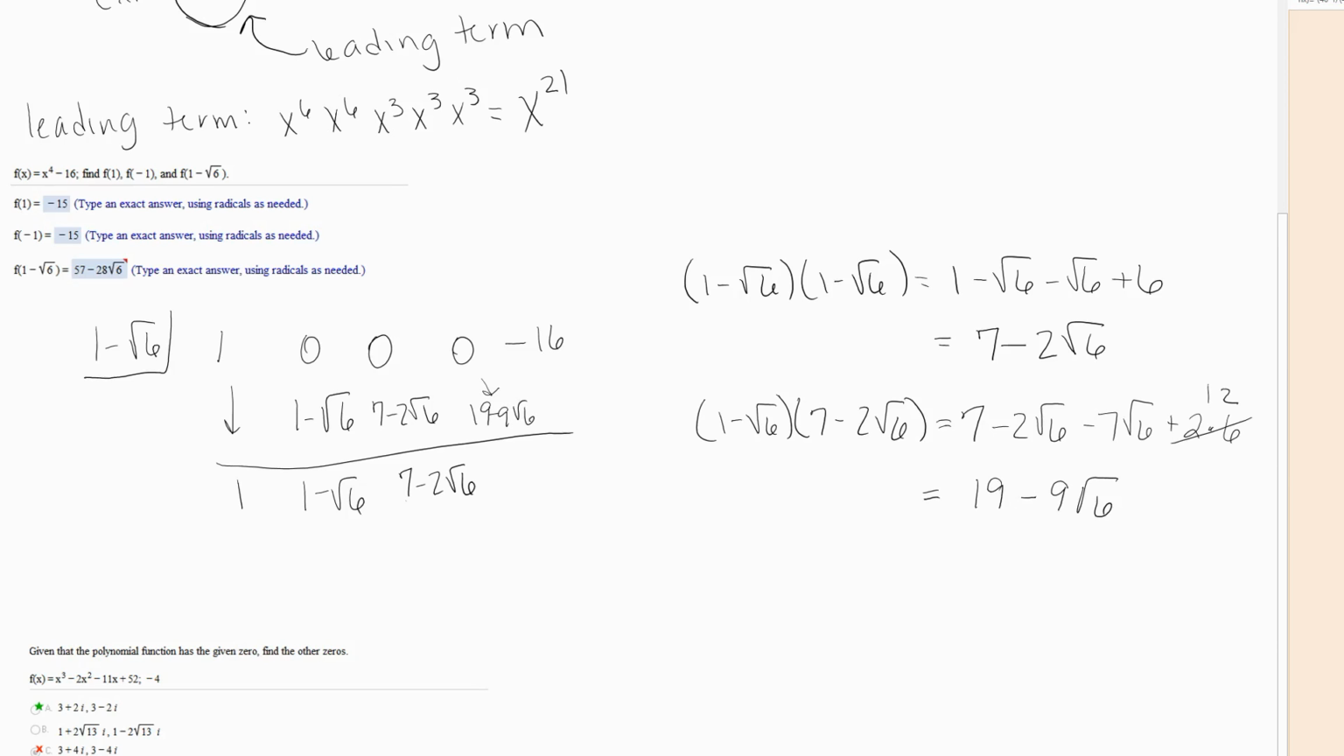Okay, again, adding 0 to it, we still get 19 minus 9 square root of 6. So we're now going to multiply that by 1 minus the square root of 6.